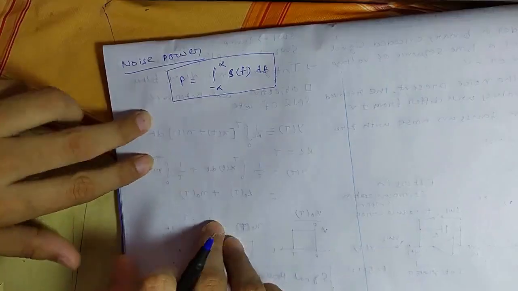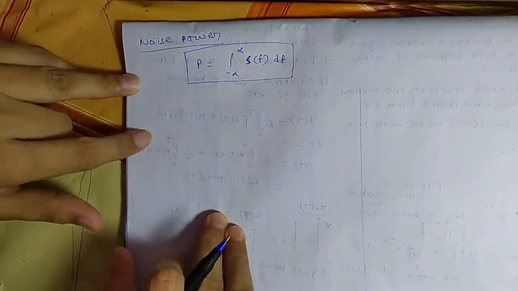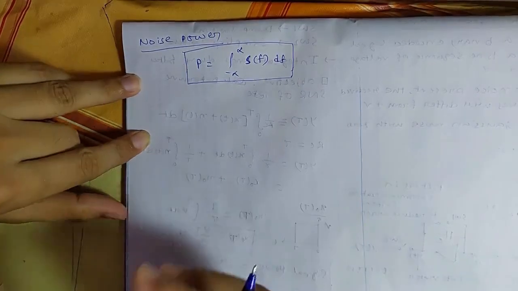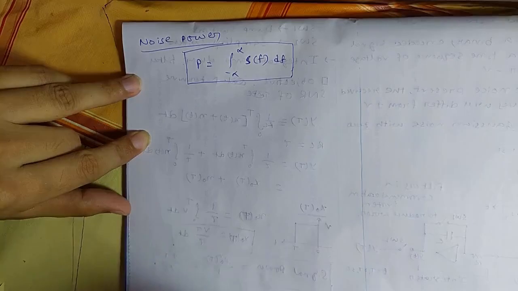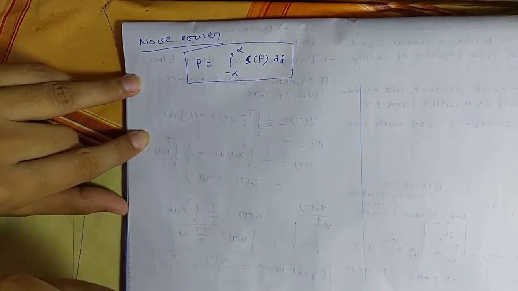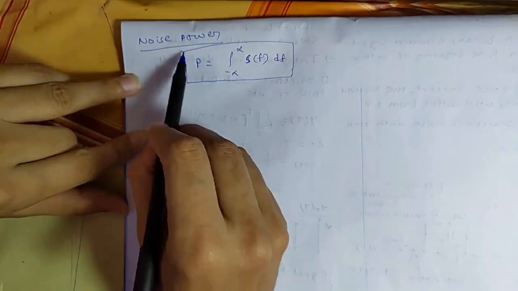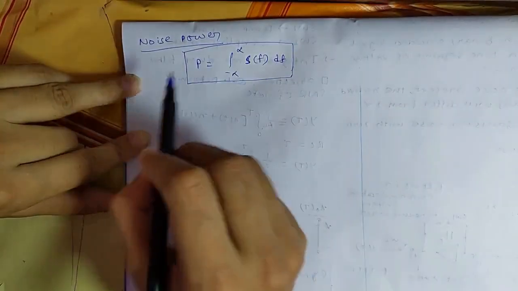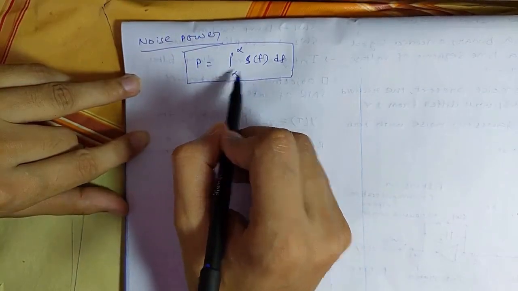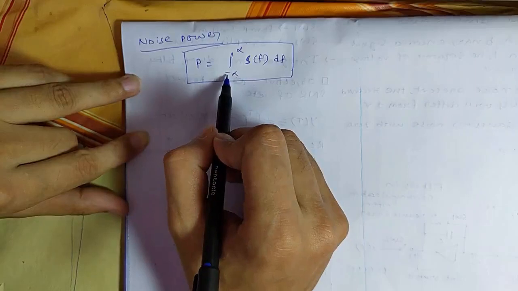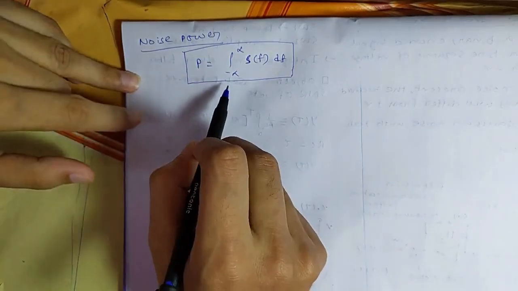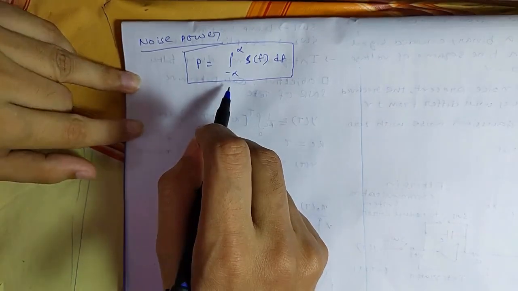Now we need to determine the noise power. Noise is a random process, and each random process has some power spectral density, and from the power spectral density we can determine the power. In general, the power is computed by integrating the power spectral density from minus infinity to plus infinity.